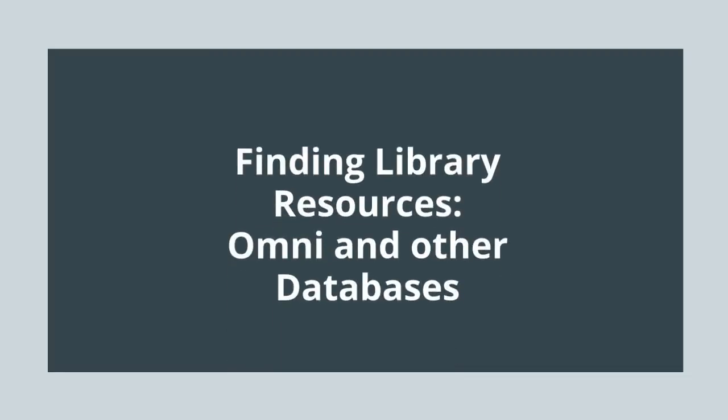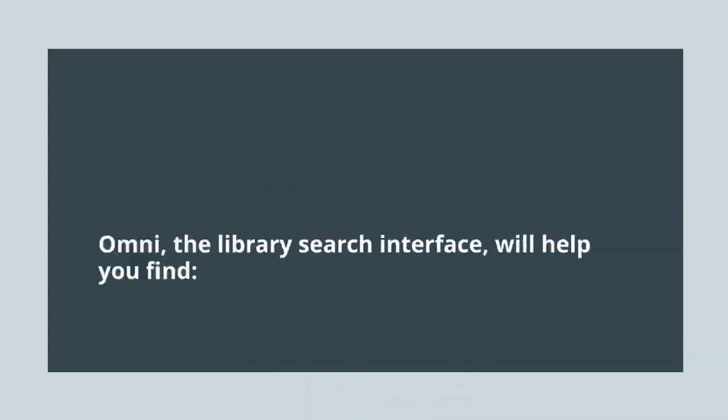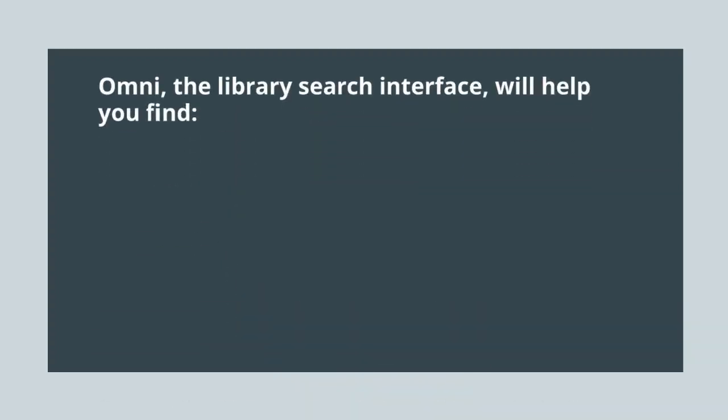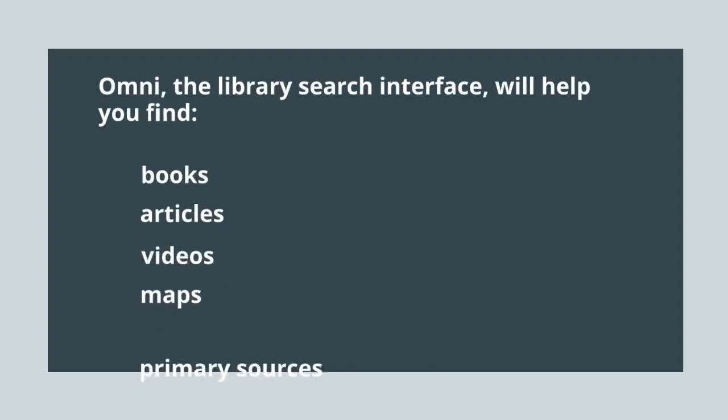Welcome to this video on finding library resources. To start your library research, use OMNI. OMNI, the library search interface, will help you find books, articles, videos, maps, primary sources, and all other library materials.